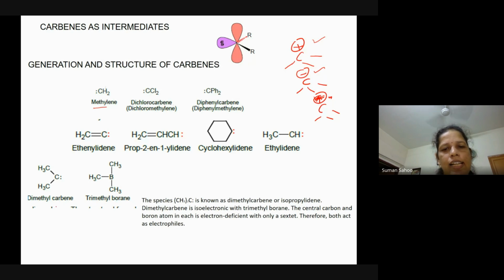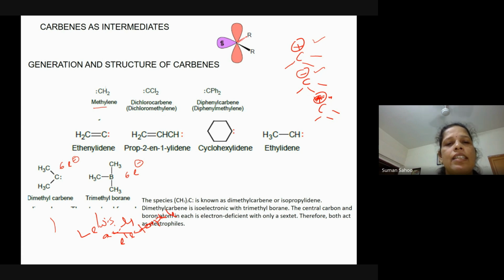As you can see, they are isoelectronic because the number of electrons is the same. Carbon has 6 electrons in its valence shell, and this one also has 6 electrons in its valence shell. So these two act as Lewis acids, or electrophiles, because they have an incomplete octet. Sometimes, in a very small number of reactions, carbenes act as nucleophiles, but mostly they act as electrophiles because the octet is not complete.